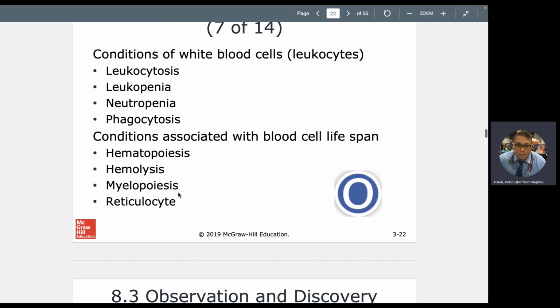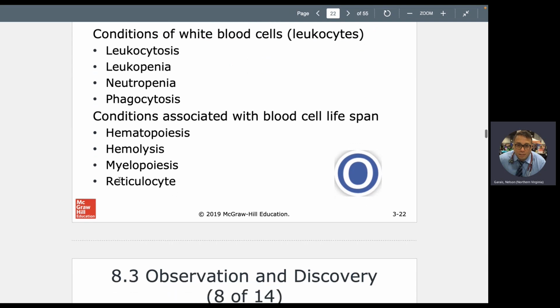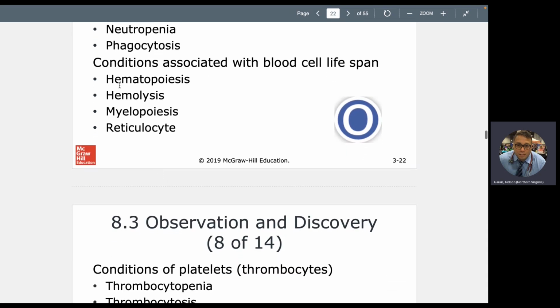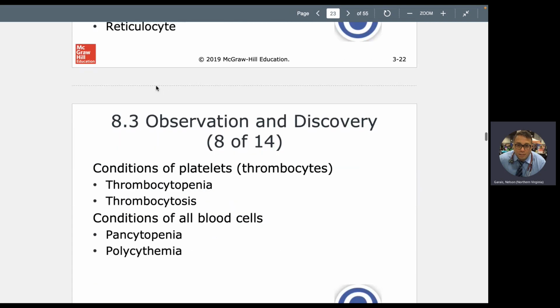See, more of the same. Except down here, the reticulocyte, that means an immature red blood cell. If you have a lot of reticulocytes, that means you're probably going through hemolysis or breakdown of your blood. Hematopoiesis is the production of blood. Myelopoiesis is the production of bone marrow. It is the red marrow that forms blood in your bones, and that's formation of blood products is hematopoiesis.